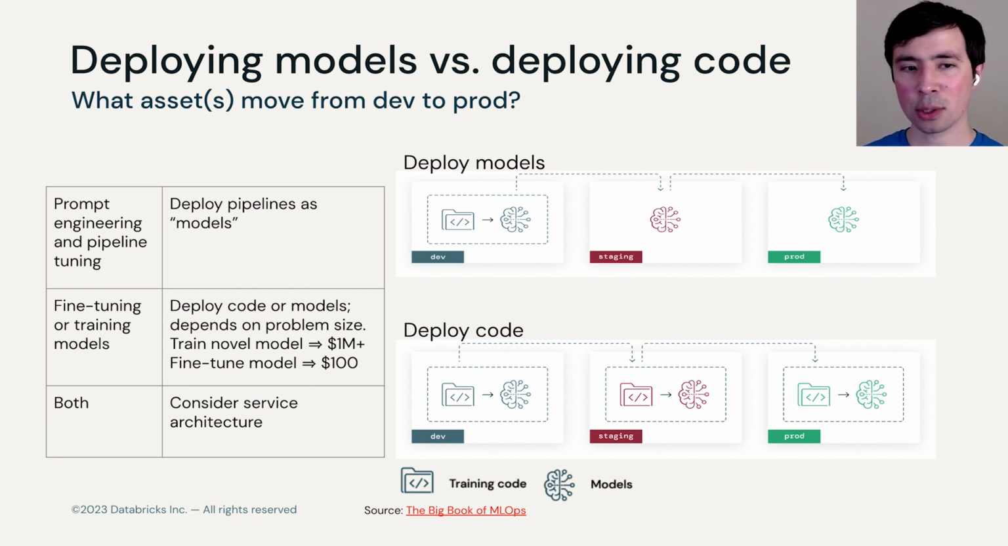Training a novel model, of course, might cost $1 million plus or minus an order of magnitude. Fine-tuning a model might cost $100. And so it may make sense to have an automated fine-tuning job in production. Probably doesn't make sense to have an automated, like, de novo training job in production.